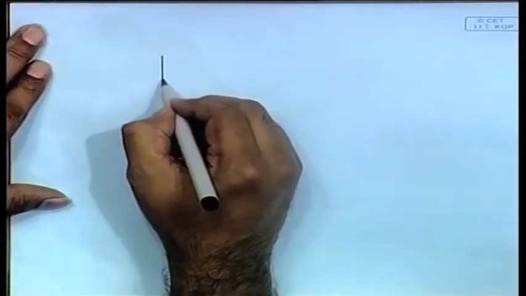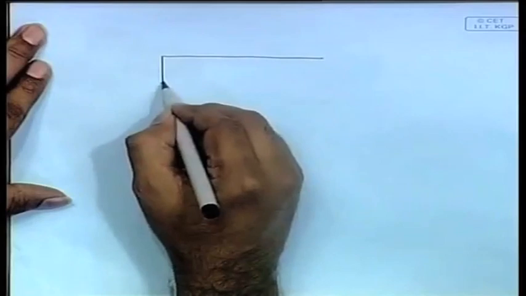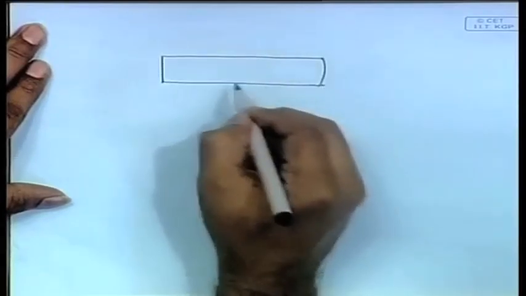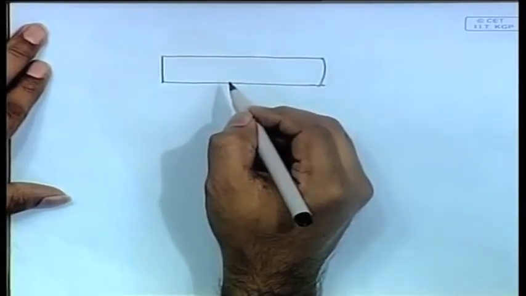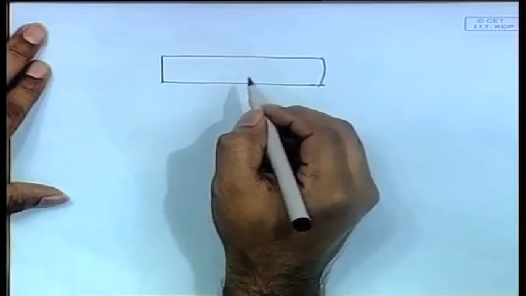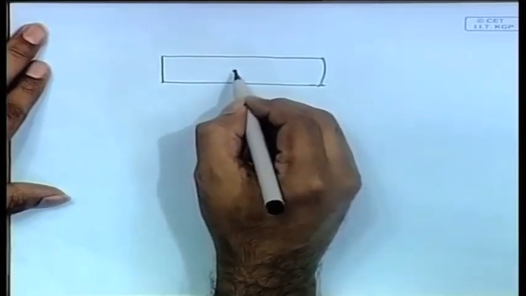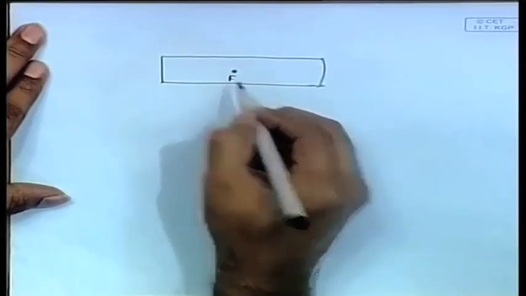Let us suppose that the plan view of the ship is like this. Therefore, somewhere here you have the center of flotation.